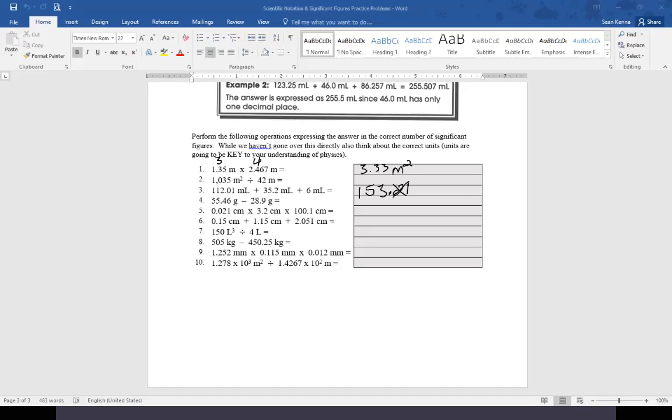Now we still need to include our units, and you're going to hear me say this all the time: units, units, units, units. This is going to be 153 milliliters. Okay, so that's your answer.